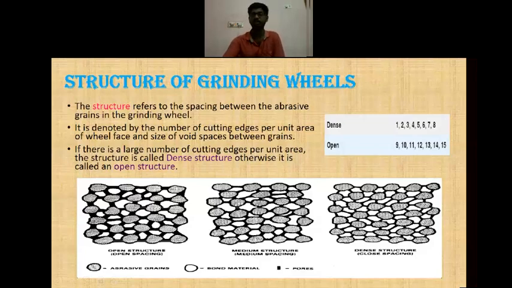And if you look at this image, you can see how the bond and abrasive grains are closely packed together, hence it is called dense structure. The structure of grains is denoted by numbers from 1 to 15.